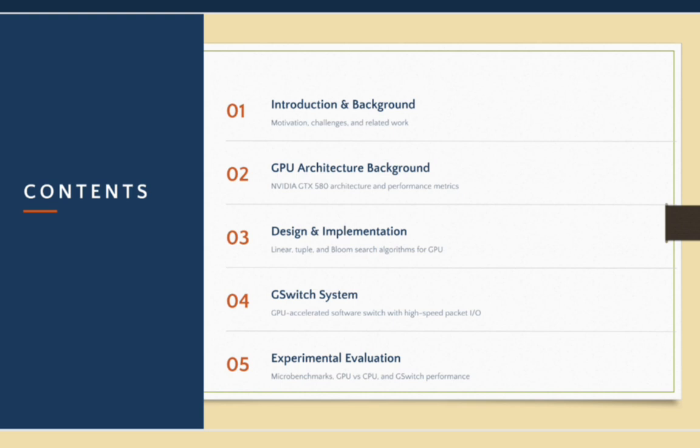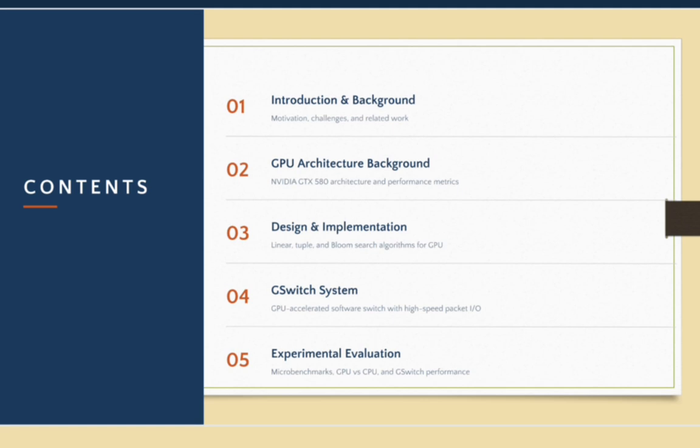Fourth, I will explain G-Switch, the GPU-assisted software switch proposed by the authors. Finally, I will present the experimental results and the main conclusion of the paper.